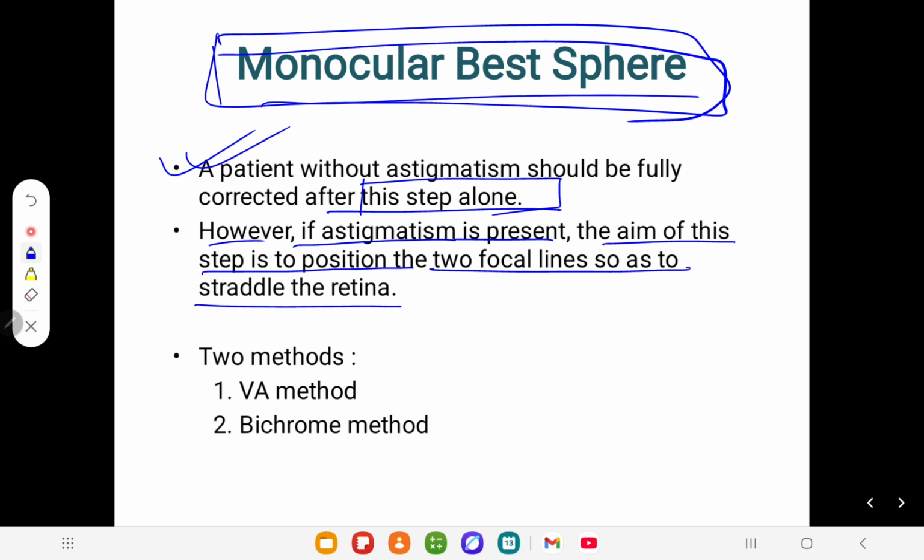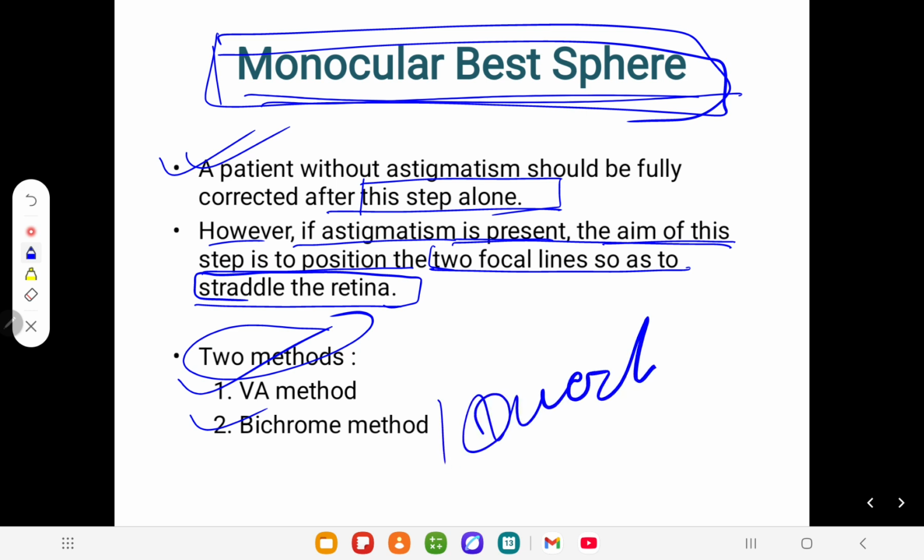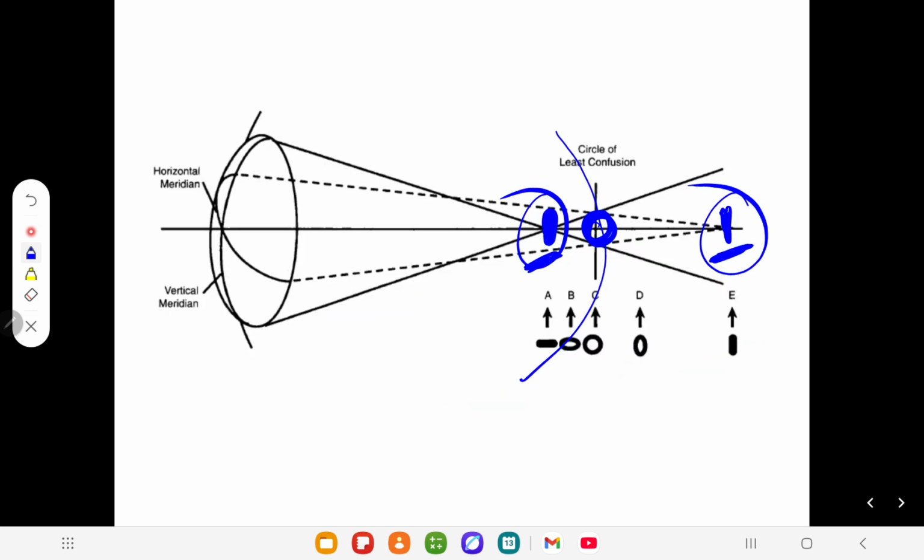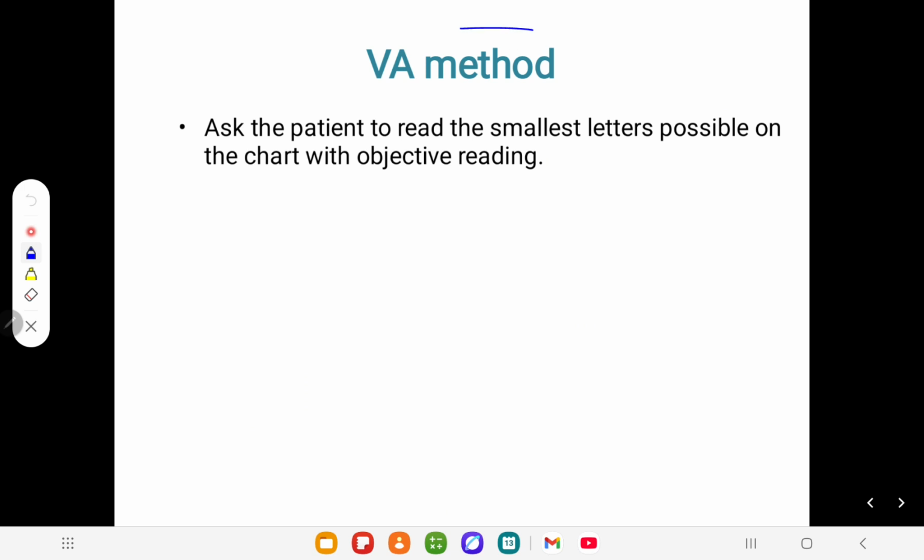So we have this supposition that the two focal points straddle the retina after this monocular best sphere step. And there are two kinds of methods. One method is the visual acuity method, another is the Bichrome method or Duochrome method. So let's discuss first the visual acuity method.